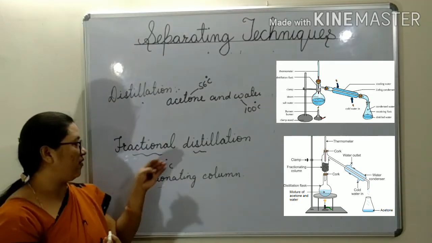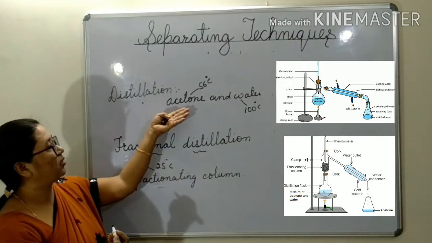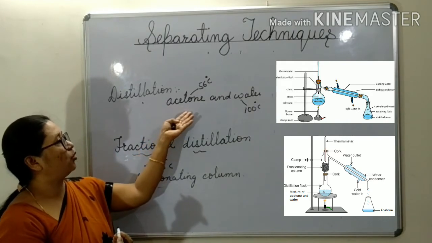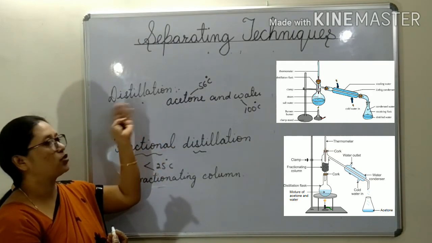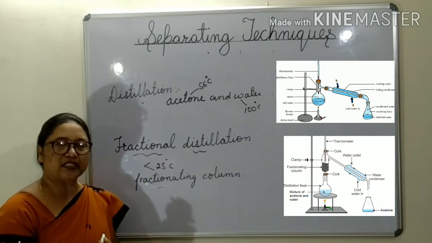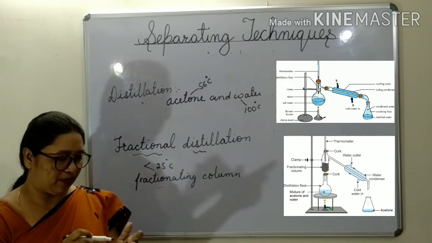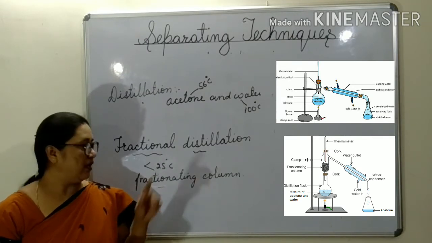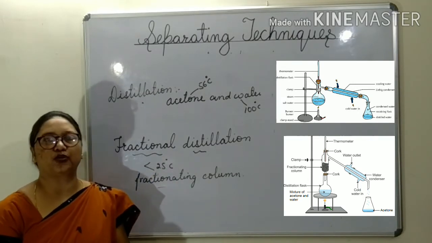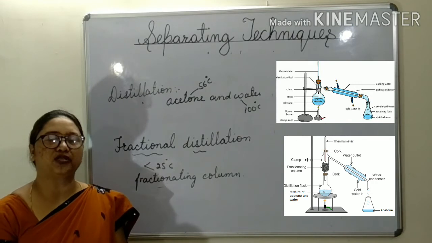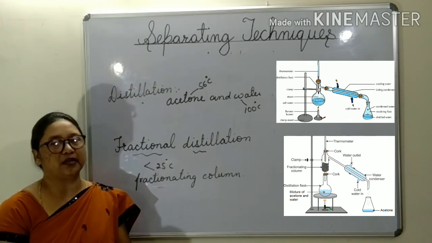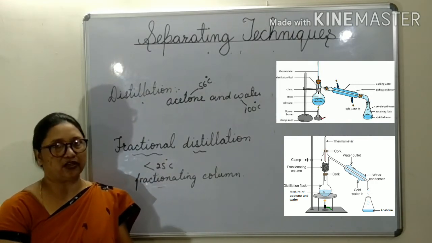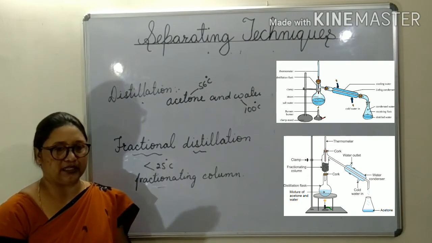Now you will ask me where fractional distillation is used. Here we know that we can separate these two liquids through distillation. Fractional distillation is used to separate the components of crude oil, crude petroleum. Fractional distillation is also used to separate the components of air, because air is a mixture of gases. So later on we will also see that.